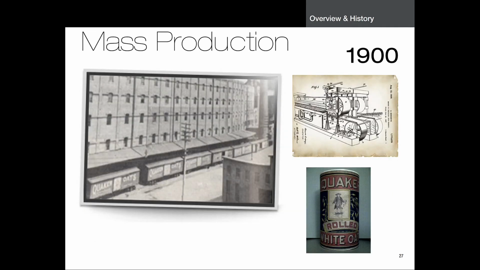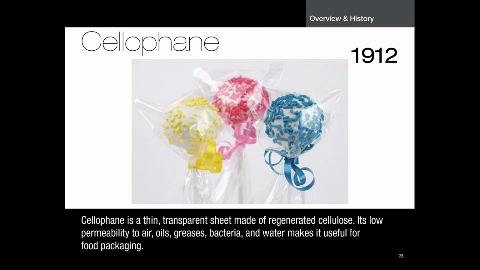As we get into the beginning of the last century, mass production in the 1900s, here you can see not just one of the original Quaker Oats cylindrical cartons, but there you can see the Quaker Oats factory where they would have train cars lined up being filled with Quaker Oats being taken to market there. And there you can see a schematic of one of their first mass production machines.